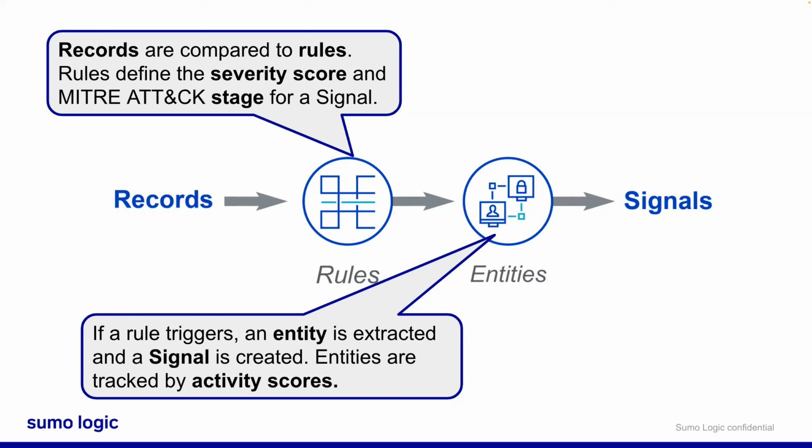Every signal is going to have an entity, and the entity's activity score is going to be the sum of all the severity scores of all the signals it appears in. And we'll talk about that math of the entity activity score and how it gets added up shortly. The math is quite simple. It's just basic addition, but we'll look at that with a better example shortly.